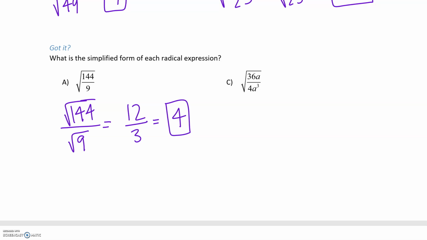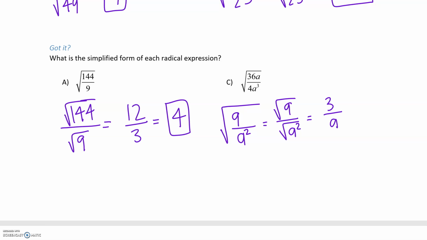And over here, we're going to simplify the fraction first. So both of these can be divisible by 4. So that's going to leave us with 9 on the top and 1 on the bottom. And we've got an a on the top and 3 a's on the bottom. So on the bottom over here, we're going to have a squared. So now we're going to use our division property. So we're going to have the square root of 9 over the square root of a squared, which leaves us with 3 over a.